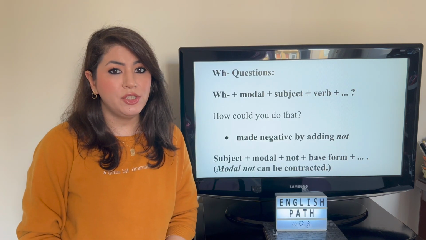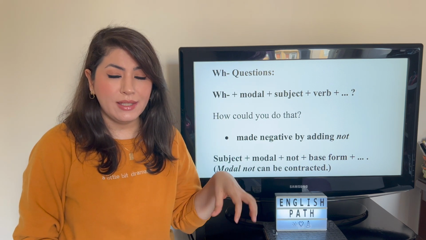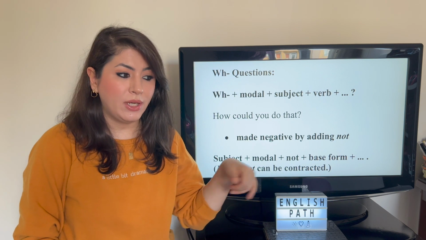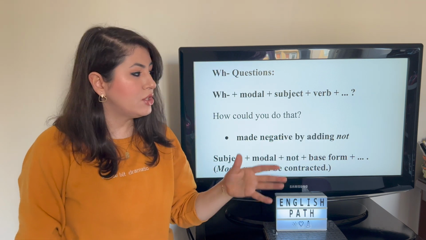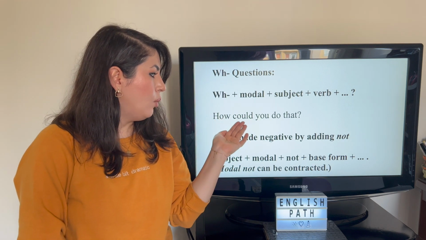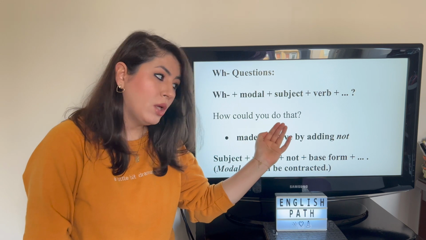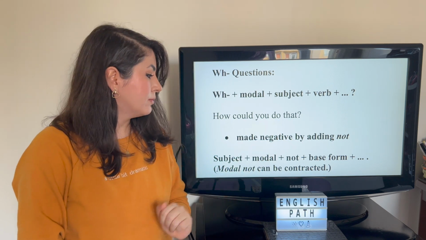In WH questions, you start with the WH question word, then the modal, then the subject, then the main verb, and whatever else you have inside your question. How could you do that? WH question word, modal, subject, do as the main verb, which is in its base form.